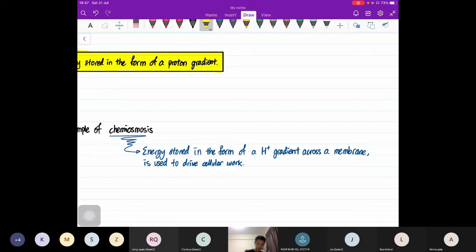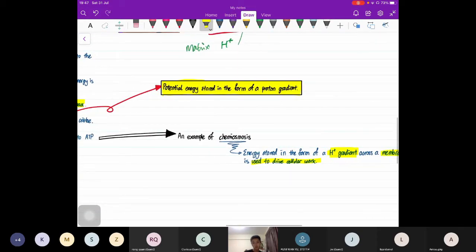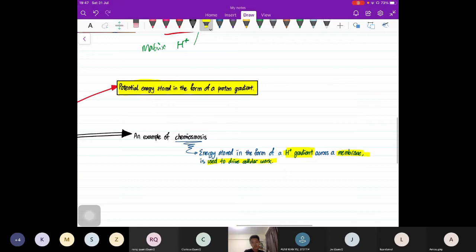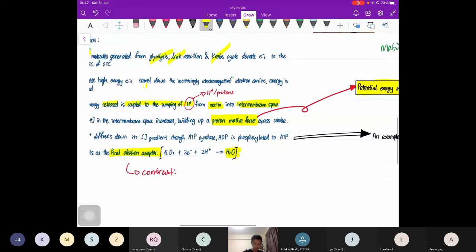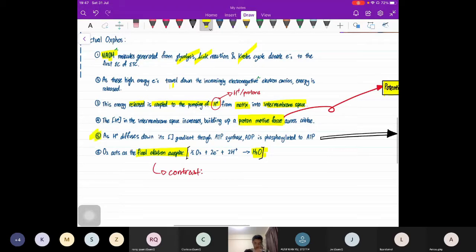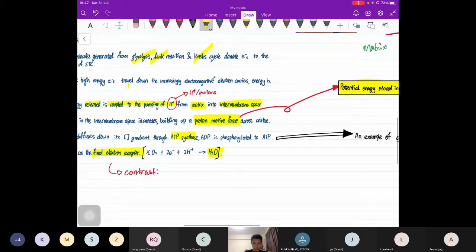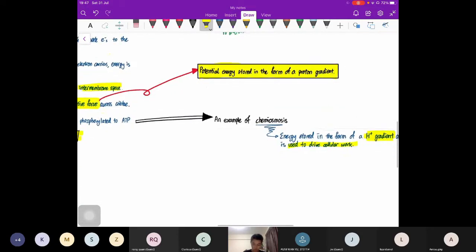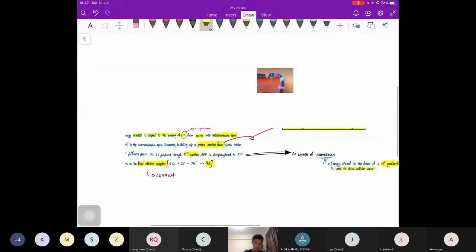So energy stored in the form of a proton gradient, which was your proton motive force, is generated across a membrane, and the energy is used to drive cellular work. So that's the definition of chemiosmosis. And the example of chemiosmosis here is point number 5, which is the diffusion of H plus down its concentration gradient through the enzyme known as ATP synthase, and then that causes ADP to be phosphorylated to ATP. So that's oxidative phosphorylation.